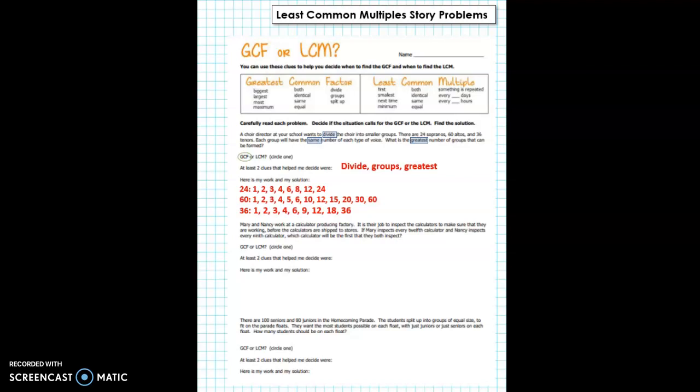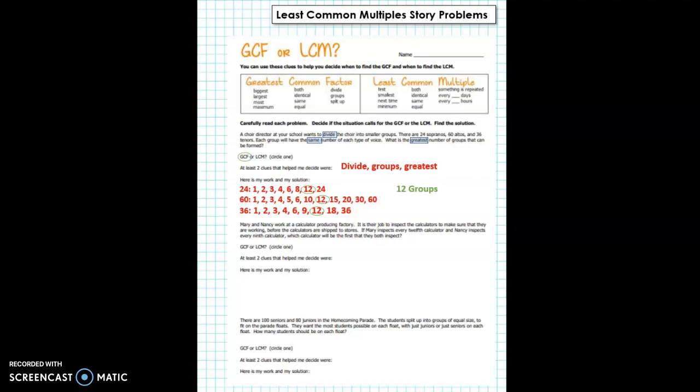After writing out all the factors, I then look at the list to find the largest number that is the same in all three lists. If I look through, 12 occurs in all three lists. So 12 is the greatest common factor, which means that is the total number of groups that I can make with the choir members.